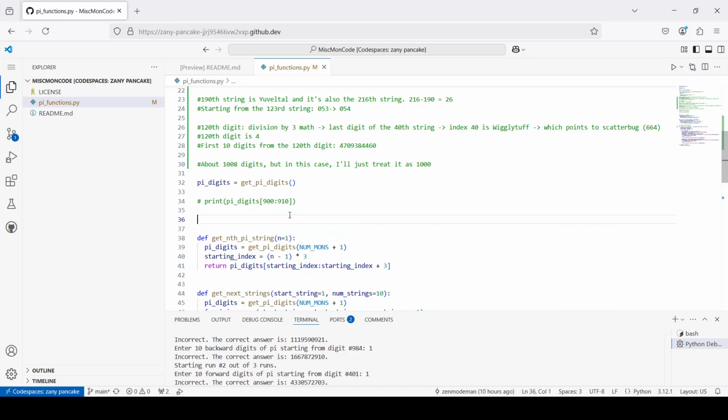459, 230, 781, 640, 628, 620, 899, 862, 803, 482, 534, 211, 706, 798. That should, yeah, let's see, that should get the first 102 digits of pi there.